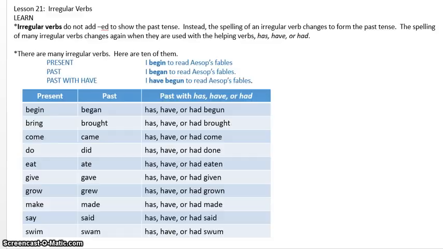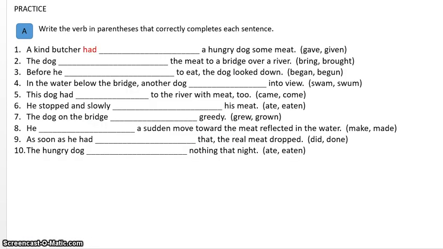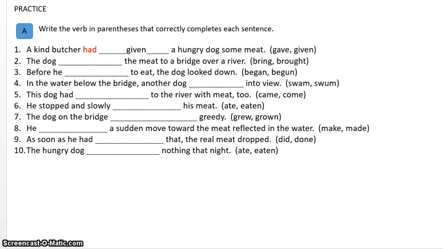Well, if you go back and look at your chart, you know that if the word had is there, if they've already given you the word had, then it has to be given. Had, has, or have go with certain words, and given has to have had in it. So we know that should be had given.